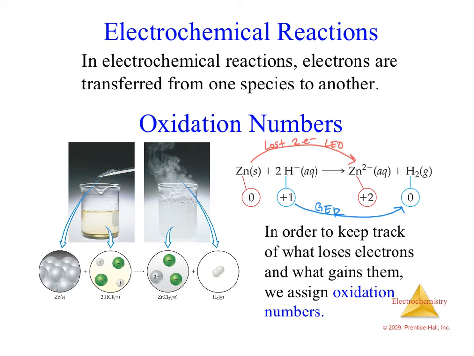In order to keep track of what loses electrons and what gains them, we assign oxidation numbers. In this image, this is a reaction we do in Chem 60 lab. You put solid zinc into a solution of hydrochloric acid, and zinc does indeed dissolve in the hydrochloric acid, so you form zinc chloride, ZnCl2, and hydrogen gas. So the bubbles you see here are the formation of hydrogen gas.